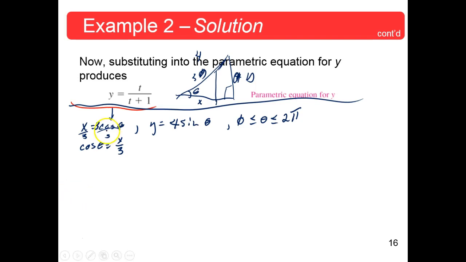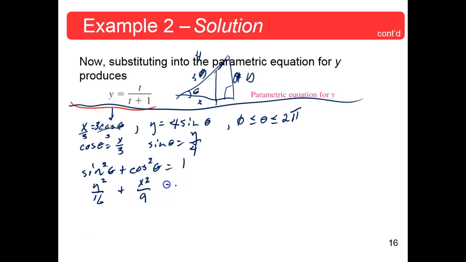Cosine theta is x over 3. Sine theta is y over 4. And then we know that sine squared theta plus cosine squared theta is equal to 1. Don't we know that? Okay. Well, sine squared would be y squared over 16 plus x squared over 9 is equal to 1.